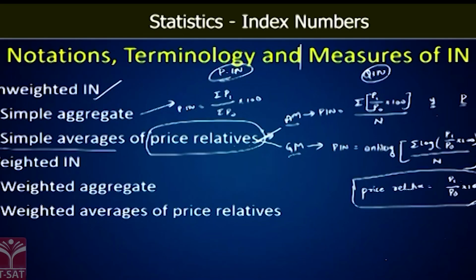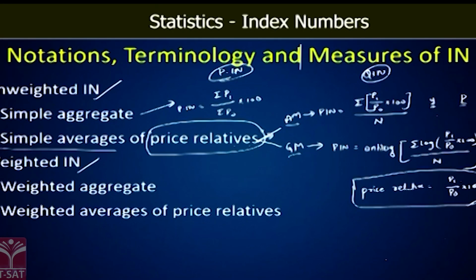Now next we'll see the weighted index numbers. In weighted index numbers, we introduce weights to the prices and we calculate the price index numbers. In weighted index numbers also we have two types, that is weighted aggregate and weighted averages of price relatives. First we will see the weighted aggregate index numbers. We have several very important formulas in this.